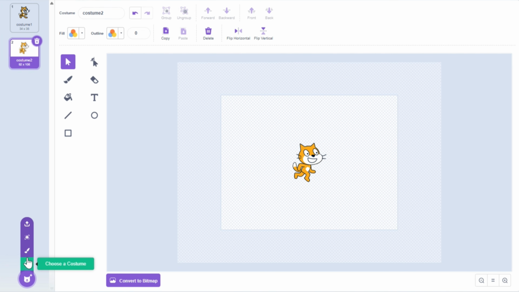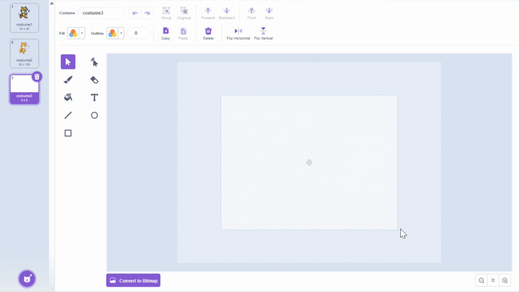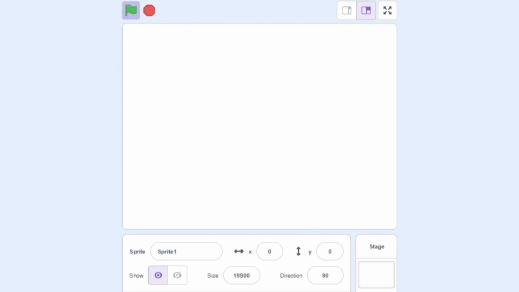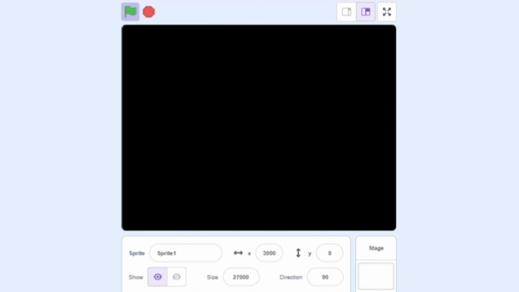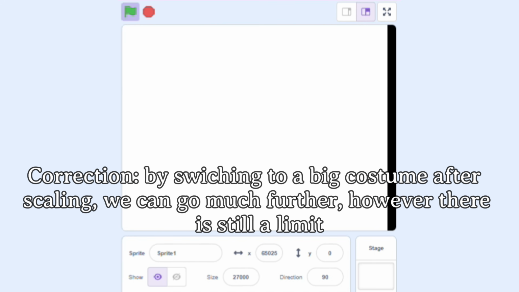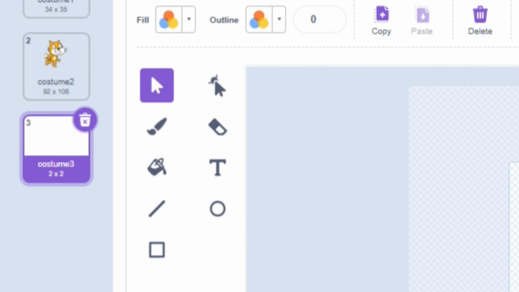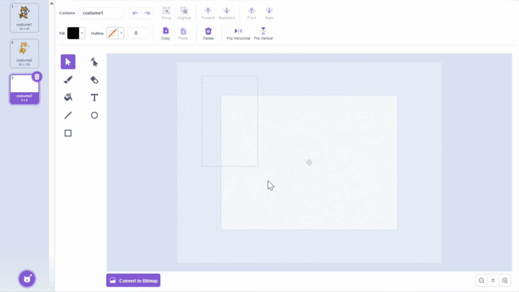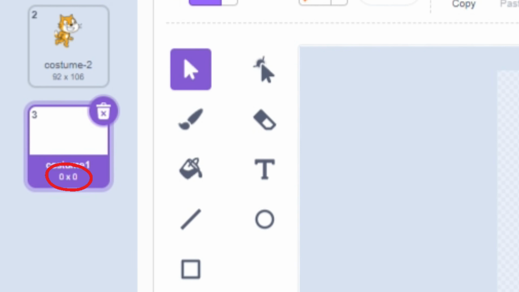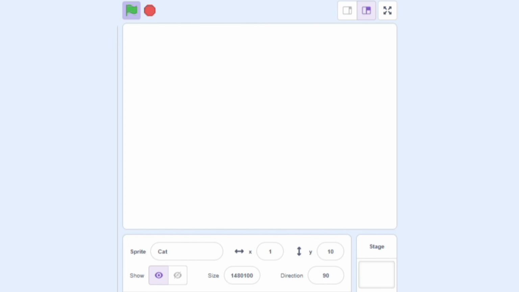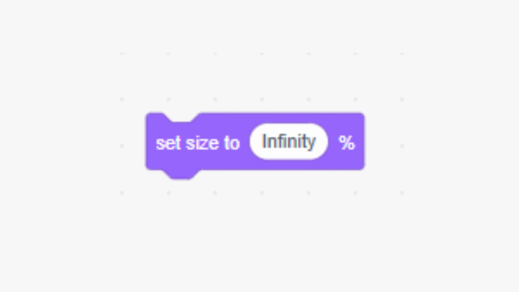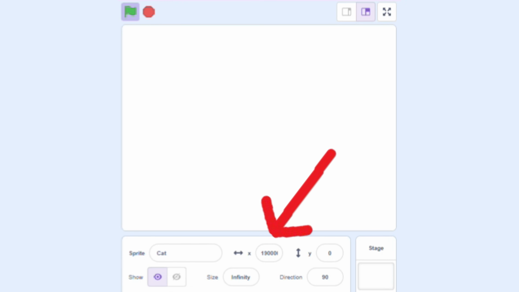So let's make a new blank costume, which does not have any size. But when we do this, there is still a size cap of 27,000, and the farthest we can go is to X equals 495. If we look at the costume editor, we can see that this supposedly blank costume is actually 2 pixels by 2 pixels, even though there is absolutely nothing in the editor. If we draw something and then delete it, now the dimensions are 0 by 0, which is exactly what we need. A 0 by 0 sprite has no size cap, which means we can set the size of the sprite to infinity, and now we can move the sprite as far off screen as we want.